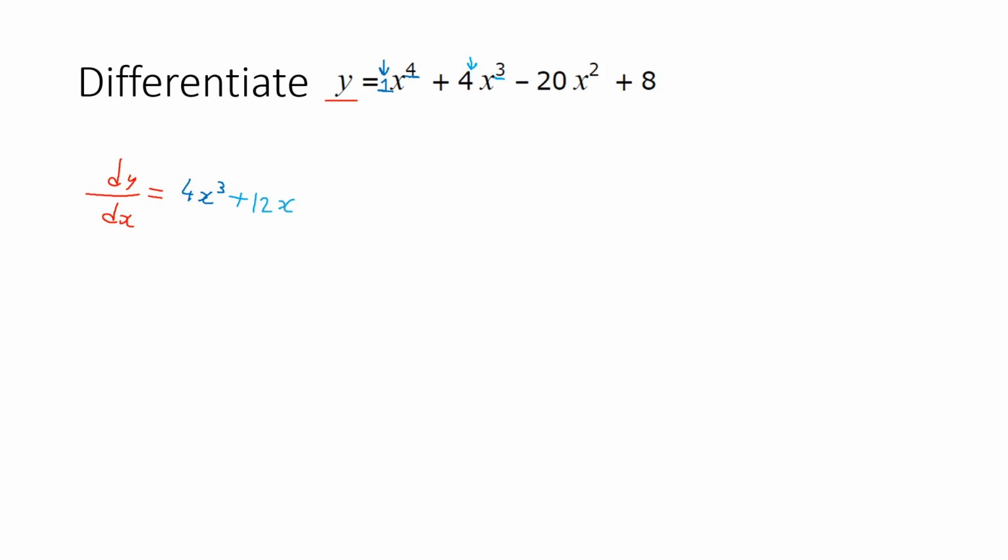And then we bring the power down each time. So this is going to be 12x squared. Next number is 2 times 20, which is going to be minus 40x. And then the plus 8, we have nothing with x, so that's just going to be 0. We get rid of that. And that's it. That is how you differentiate a polynomial.